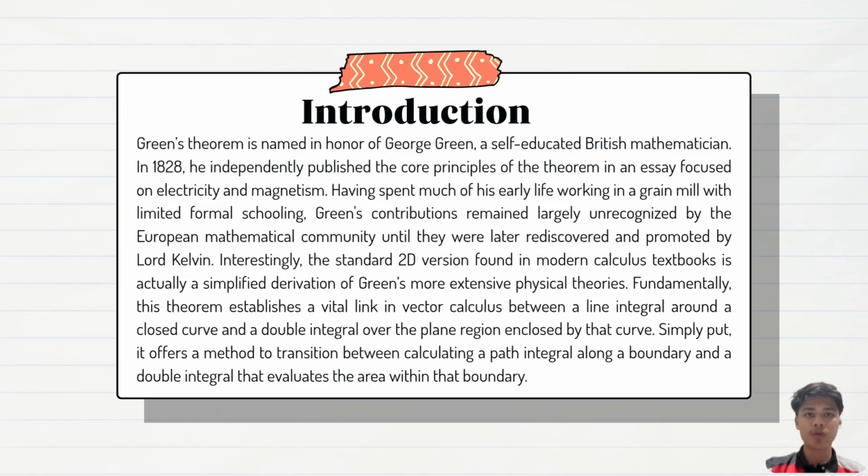Everyone, today I will present our topic about Green's theorem. Before discussing the theorem itself, let me briefly introduce its background. Green's theorem is named after George Green, a self-educated British mathematician. In 1828, he published the main idea of this theorem in an essay related to electricity and magnetism.